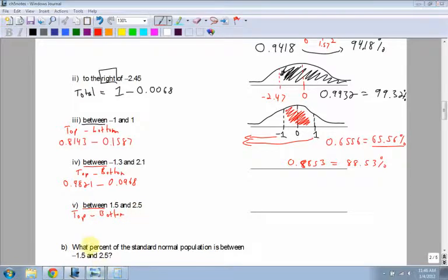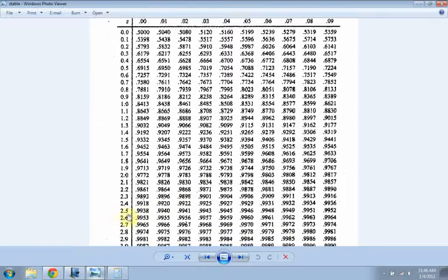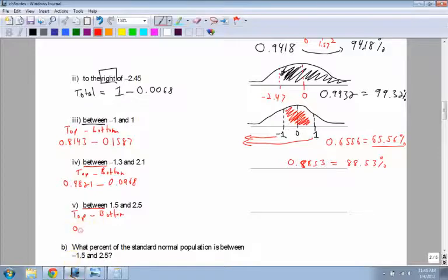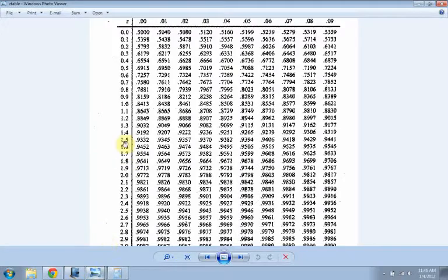So the top is 2.5. Look at my positive Z table, so I get 2.5 is 0.9938. Subtract off the 1.5, that's a positive value again, so I go 1.5, 0.9332.